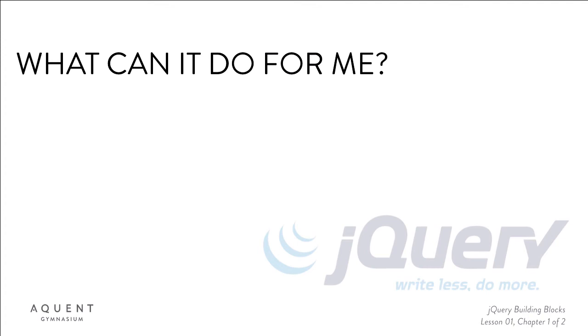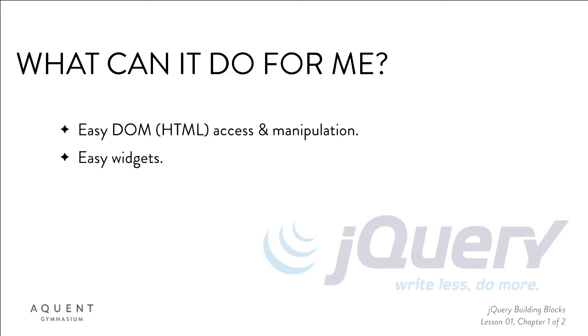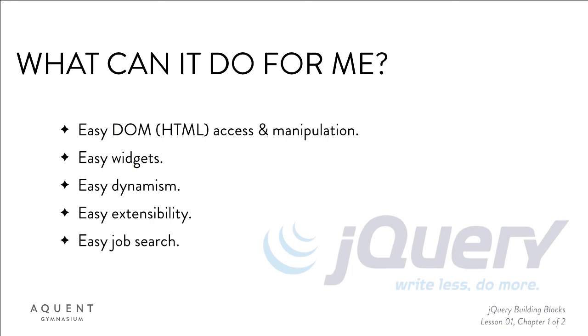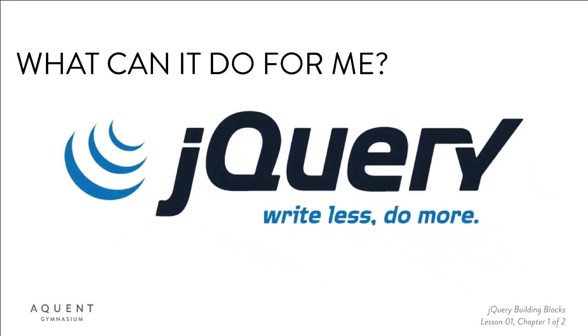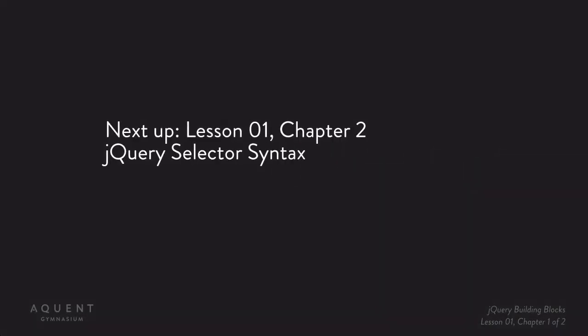So in conclusion, what can jQuery do for you? At its most basic, it's going to go out and get elements and let you do stuff to them. It does widgets really easily. It does dynamicness, changing your page on the fly, really easily. It extends really easily. You can grab one of the million different plugins from the internet and use it. You can wrap your own plugin and pass it out to your team. And key point, since it's so popular, it helps you find a job. jQuery helps you write less and do more. So I'm going to take the last few minutes of the lesson, and we're going to go over some introductory jQuery selector syntax.